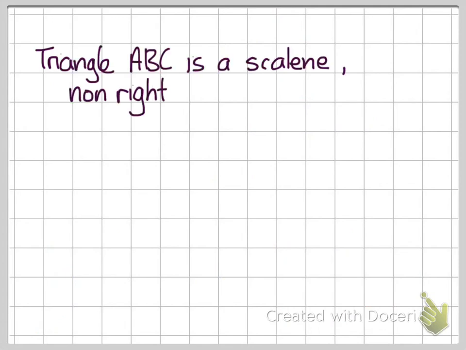Triangle ABC is therefore a scalene, non-right-angled triangle. There are no right angles there, none of them were perpendicular, and so we know it's scalene. That means all 3 sides are different.